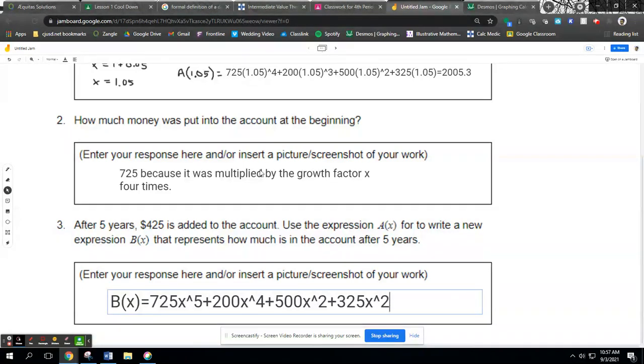But after 5 years, we had $425 added to this account. Well, we had this 425 added, so we should have B equals all of that plus 425 tacked on to the end. This was added after 5 years, so it won't accrue any interest here. We're just going to have a lonely 425 at the end. If this had been added after 4 years, then it would have accumulated interest over that year.